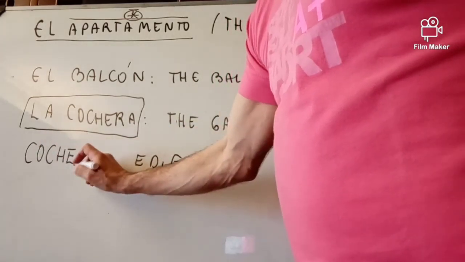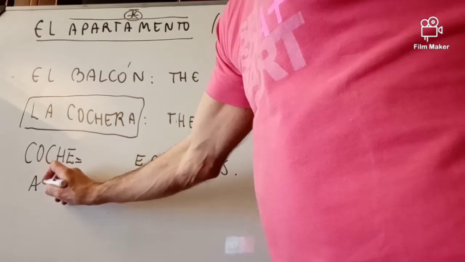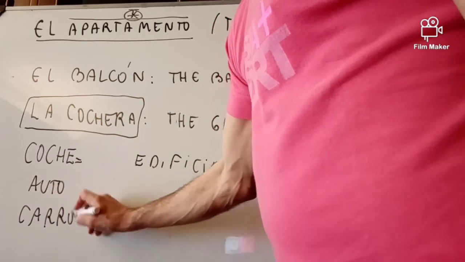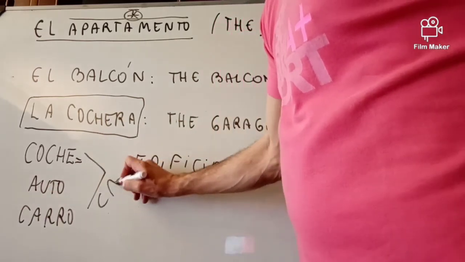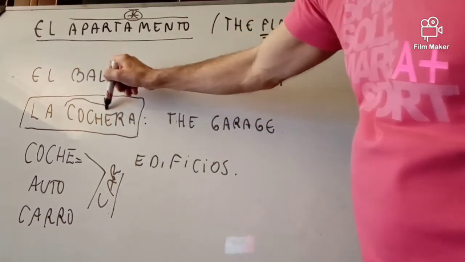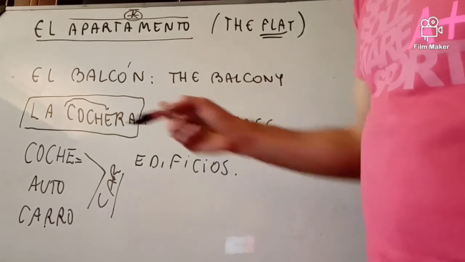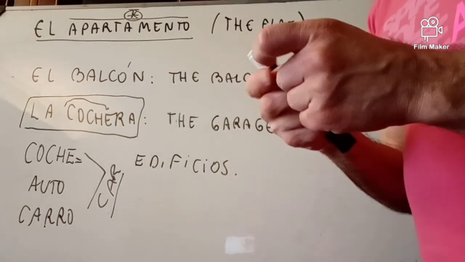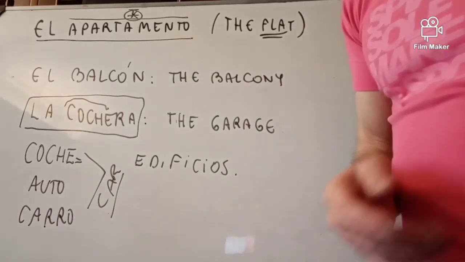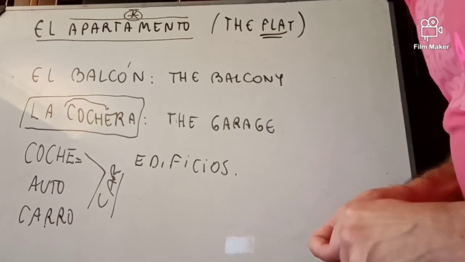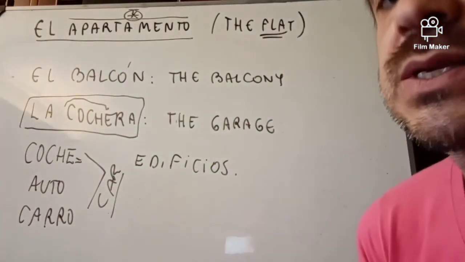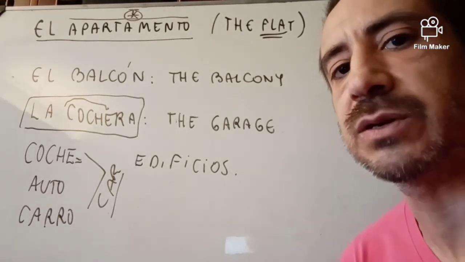Do you remember that coche is a synonym of auto or carro in Mexico? So this means car. So it comes from coche. This is a place where one can leave their car when one doesn't need to use it. So these are the most important parts of a house and of a flat or apartment.